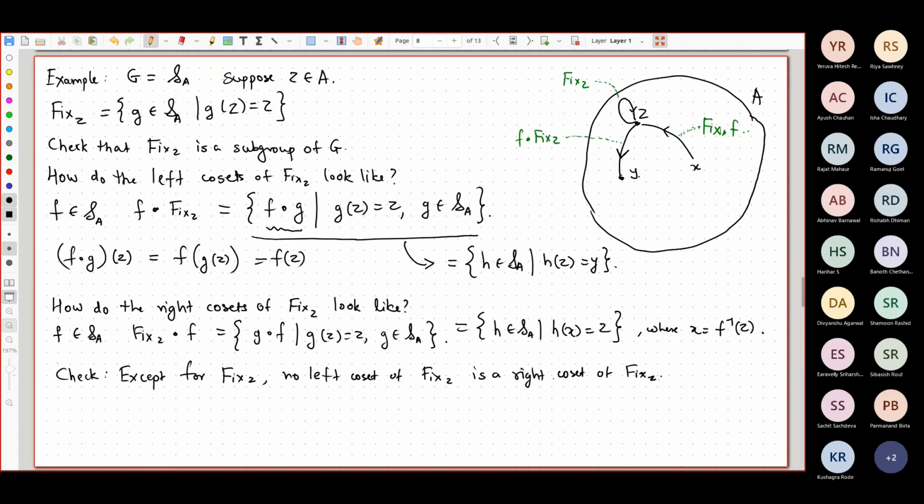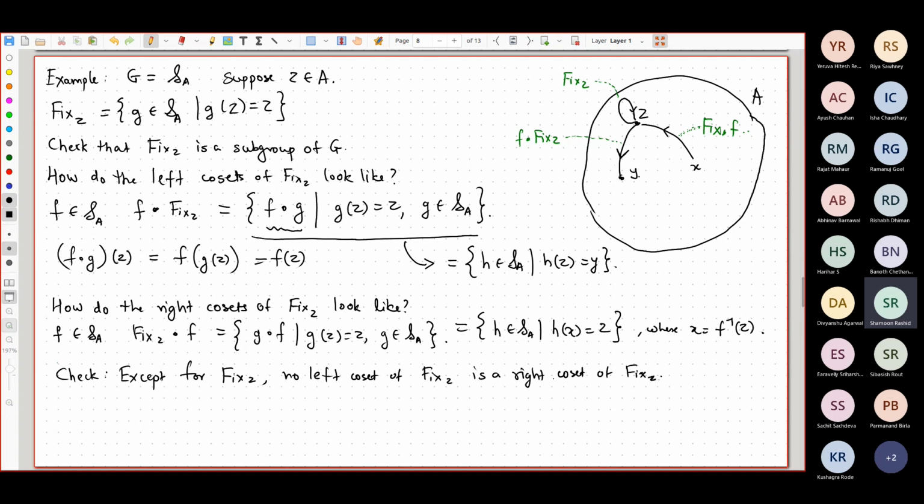Right, so I'll also include another exercise in the tutorial which will give you more intuition about this. This is something you'll have to work on your own to get an intuition of. I'll give you another example of a non-abelian group, in which case you can verify that the left coset of a subgroup is not equal to the right coset and so on. Okay, any question? Yeah, Shamoon?